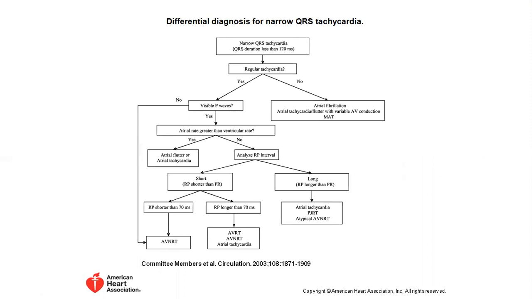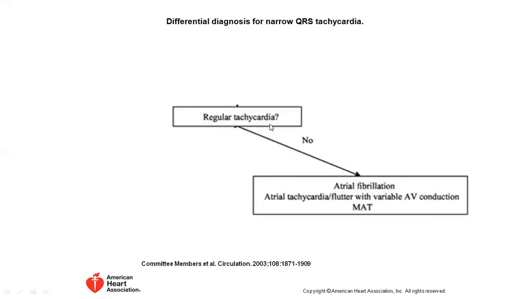So this is an algorithm from American Heart Association Guidelines 2003. This is an absolutely wonderful algorithm, and it starts with narrow complex tachycardia, whether it's regular or irregular. And if the answer is it's not regular, it comes down to 3 differential diagnoses: AFib, atrial tachycardia with variable AV conduction, and MAT. And I'm not going to use the word flutter very commonly here. All tachycardias, whether atrial tachycardia, focal, or flutter, they are all atrial tachycardia. So please use the word atrial tachycardia to avoid any confusion.